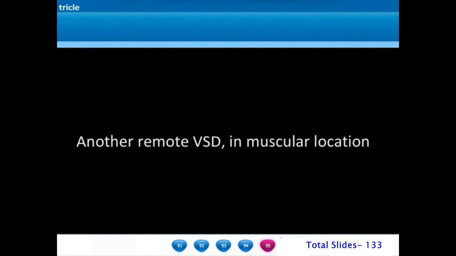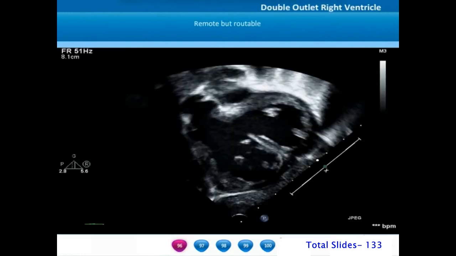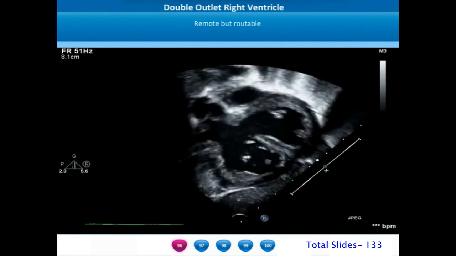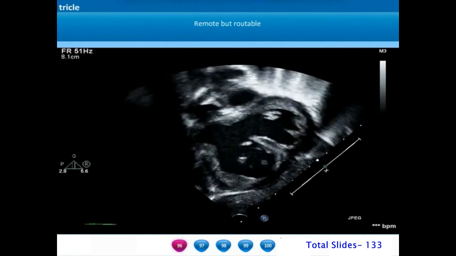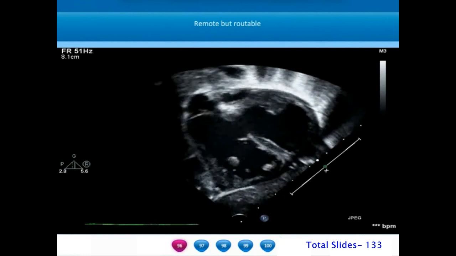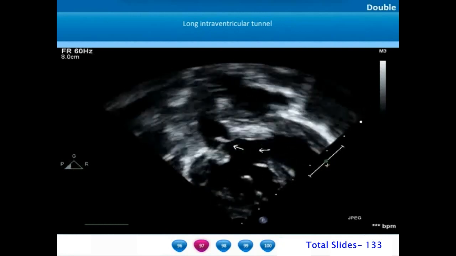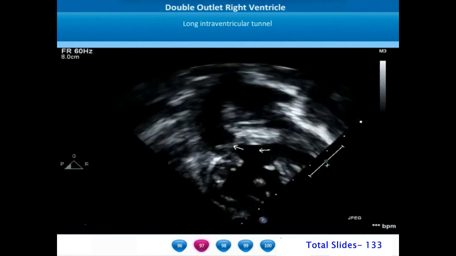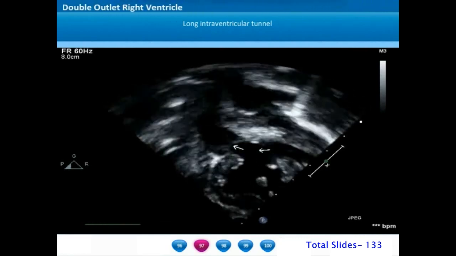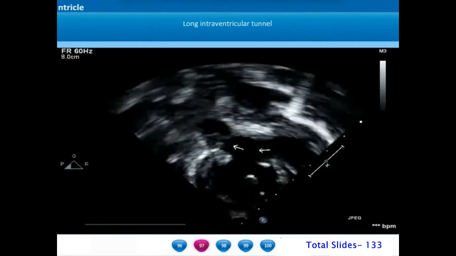Remote ventricular septal defects can be located in inlet septum or in trabecular muscular septum in patients with double outlet right ventricle. On this subxiphoid short axis view, we can appreciate a remote ventricular septal defect. However, it's not in the inlet septum, but in the high trabecular septum. We can notice a long separation from the ventricular septal defect towards the aortic annulus. However, there are no tricuspid valve caudal structures in this prospective intraventricular tunnel pathway.